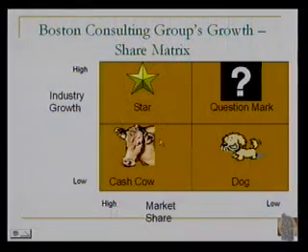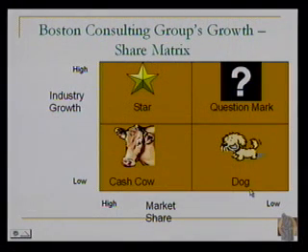Okay, in a high growth industry with a high market share, we call that a star. An example here may be Diet Coke in the international market. Okay, domestically it's not growing any, but internationally there's still quite a bit of opportunity. Okay, a dog is in a low growth industry and has low market share.